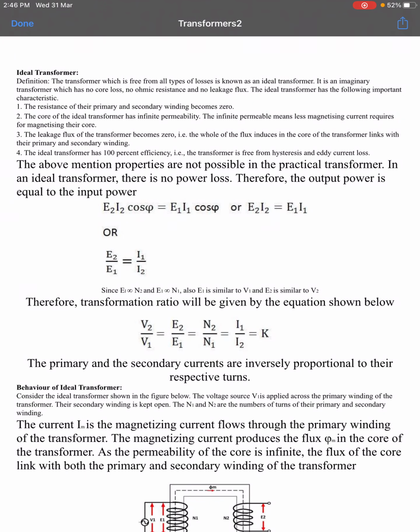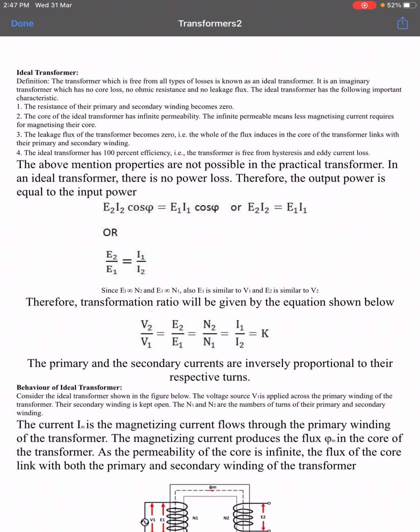Today we will discuss the ideal transformer. An ideal transformer is nothing but a transformer in an ideal condition. The definition of an ideal transformer is a transformer which is free from all types of losses. Here we don't have any core losses, ohmic losses, or leakage flux.